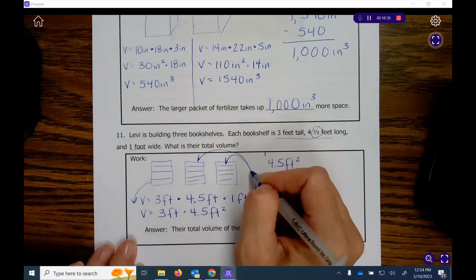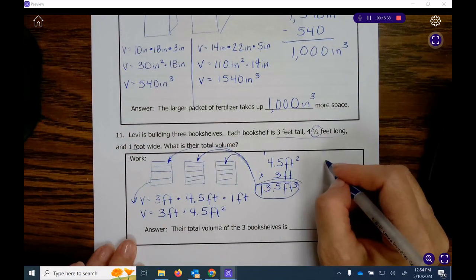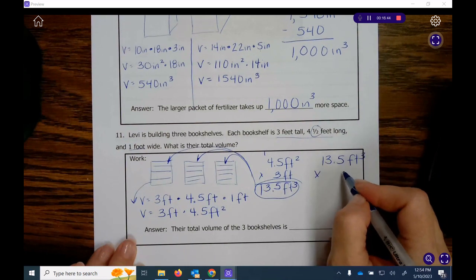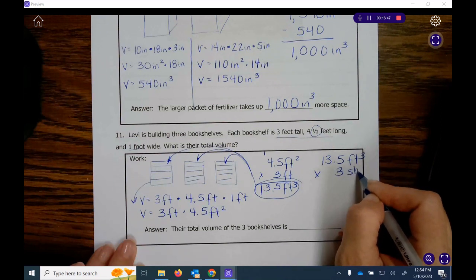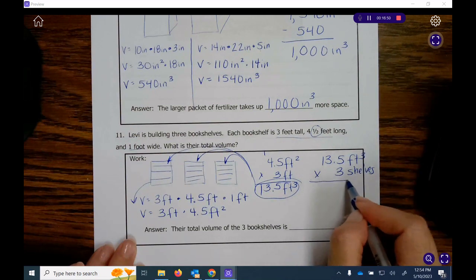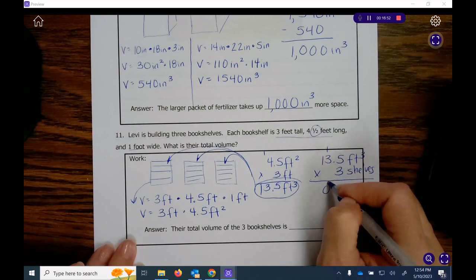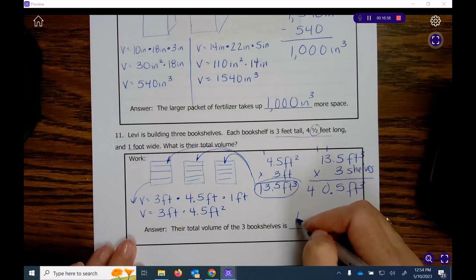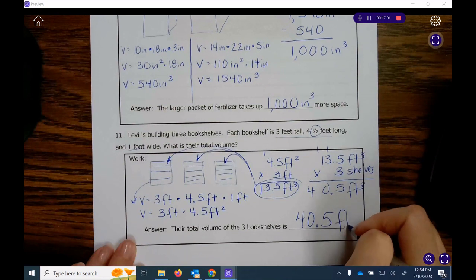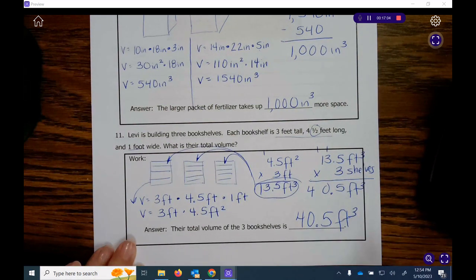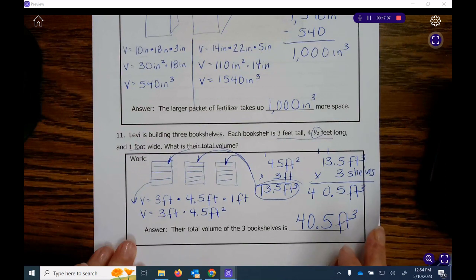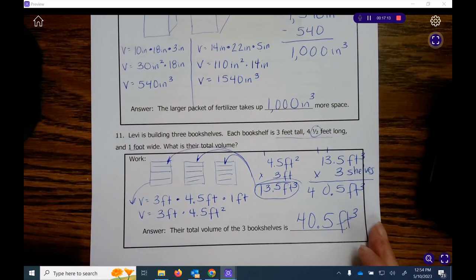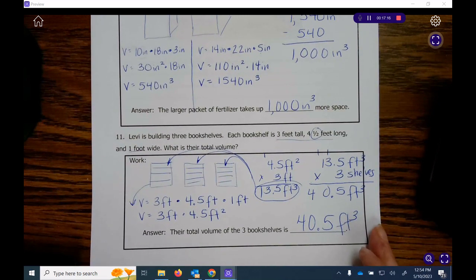Now that's for one of these. So every one of these is that amount. So we're going to do 13.5 feet cubed times 3 shelves. You should get 40.5 feet cubed. The total volume of the 3 bookshelves is 40.5 feet cubed.